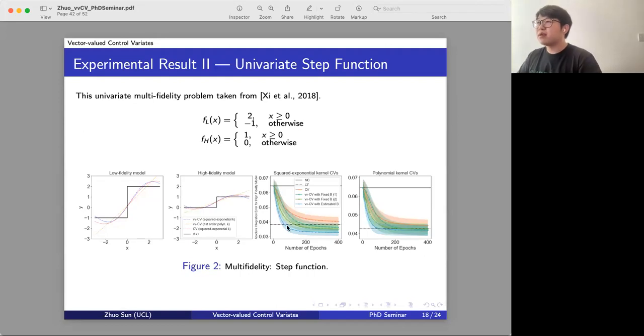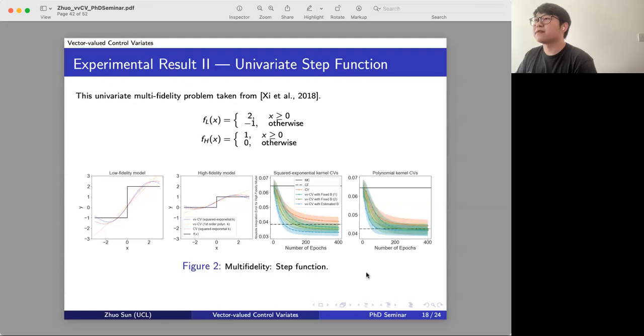When we fix B, the two green lines correspond to two different values of B, which we fix and don't learn. You can see that it performs worse than the case where we learn B, but it still performs better than the scalar-valued control variates. I think the reason it performs slightly better is just luck, because of course if we prefix B to be a very bad value, it would perform terribly, much worse than the scalar-valued control variates.